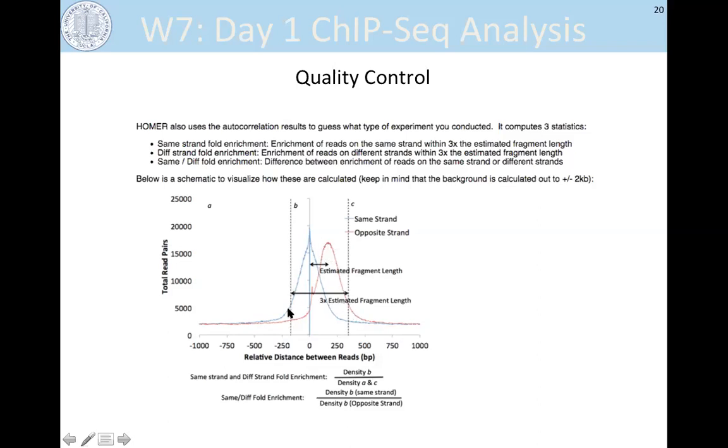By looking at the density of these reads in this region over the region just outside of these, you can get an estimate of how much enrichment you got for your chip, how well your chip worked, by calculating the density of B over the density of A and C. Also, you can look at the same over different strand fold enrichment, where you divide the density of the positive strand for B over the density of the opposite strand in this section B. These should be about equal if you have good chip enrichment.